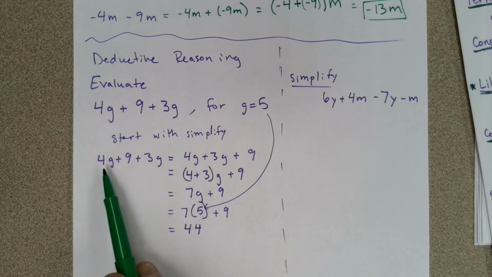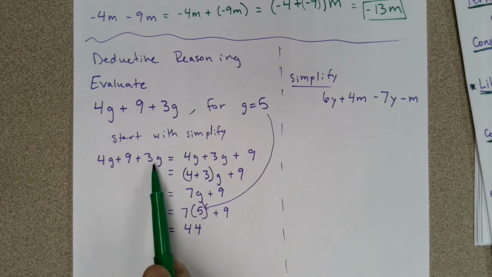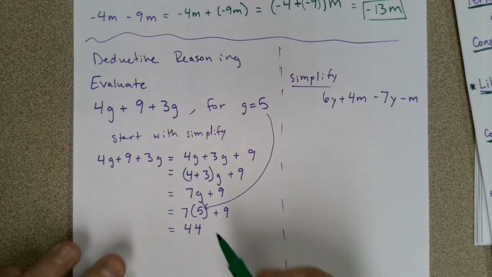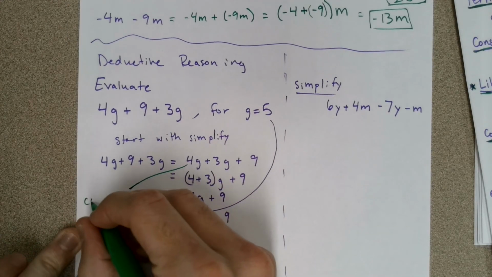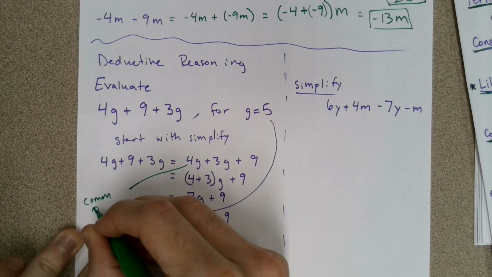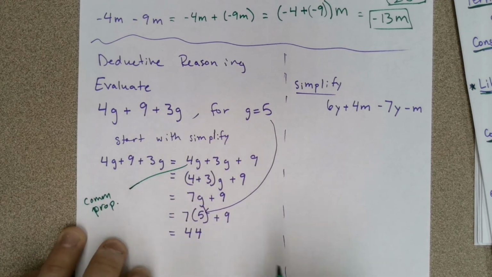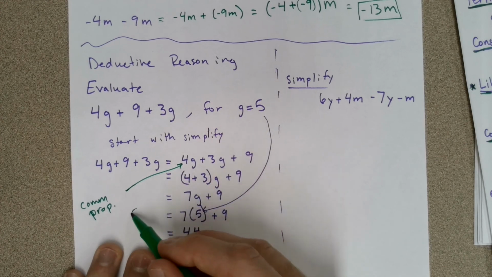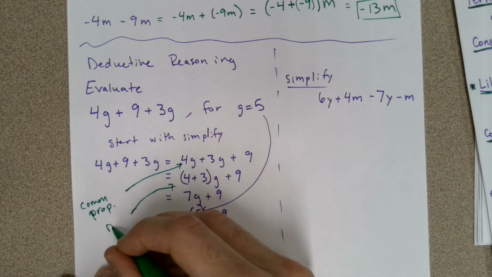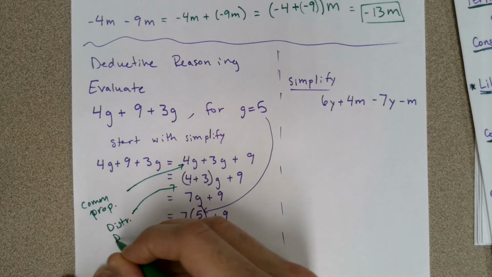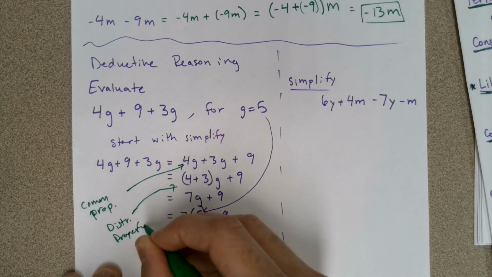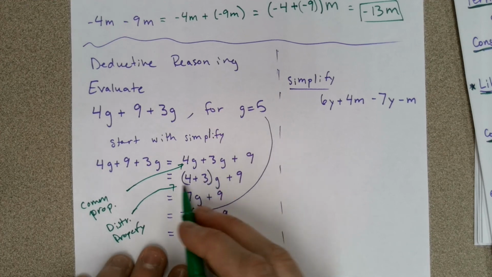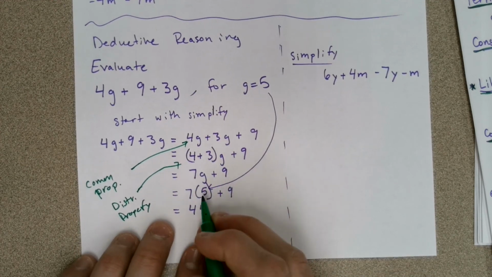So I did 4g plus 9 plus 3g equals 4g plus 3g plus 9. I used that commutative property they've been talking about so much. Rearranged it, made it a little easier for myself. Then I used the distributive property. I pulled out that g and made it 4 plus 3 times g plus 9. Added those up, got to 7g plus 9.